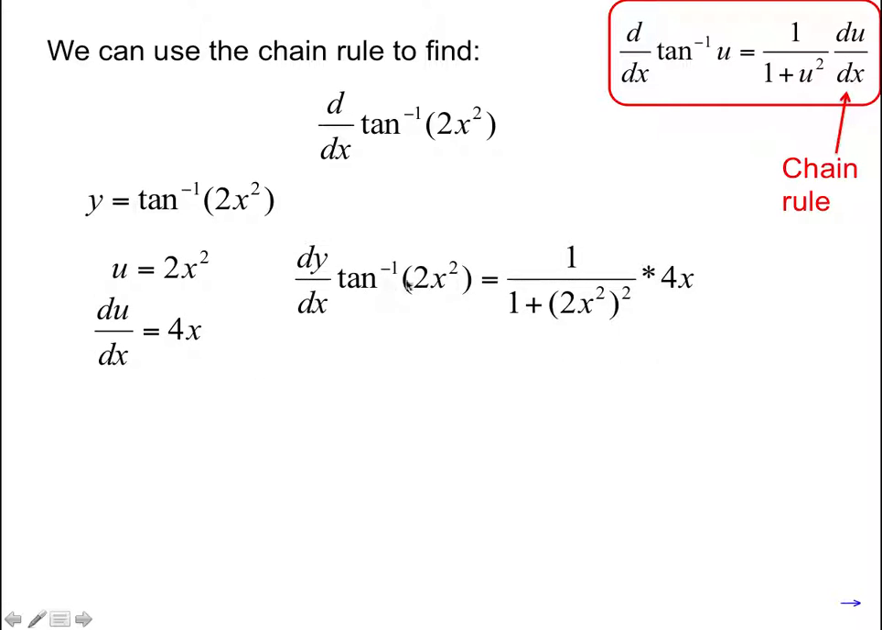So our derivative then of inverse tan of 2x squared is 1 over the quantity 1 plus (2x squared) quantity squared, times 4x. And so we could also write that as, bring the 4x on top, because this is the same as being in the top of the fraction. So it's 4x over 1 plus 4x to the fourth. So this is where I wrote it without brackets this time. So there's the derivative of the inverse tangent of 2x squared.